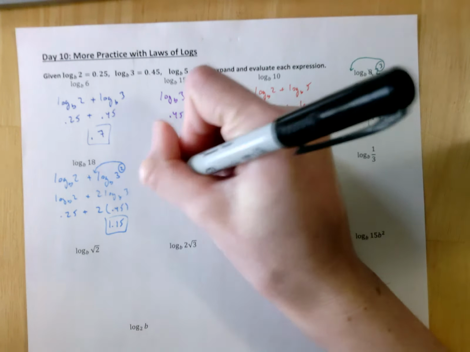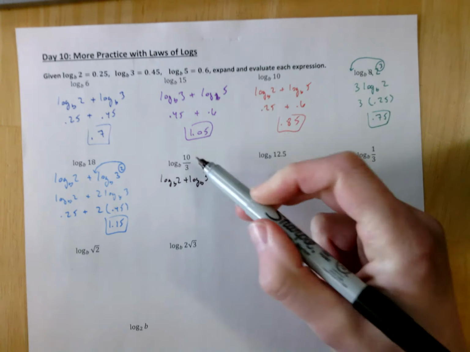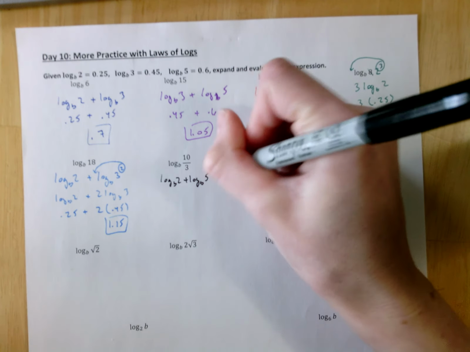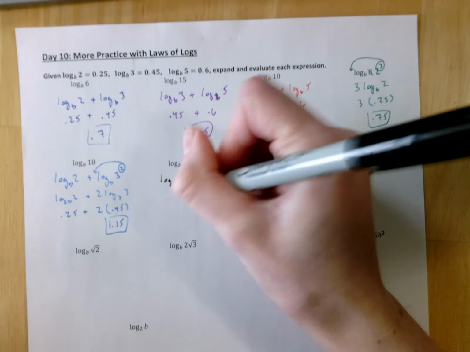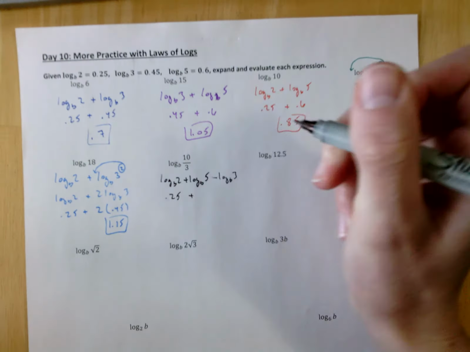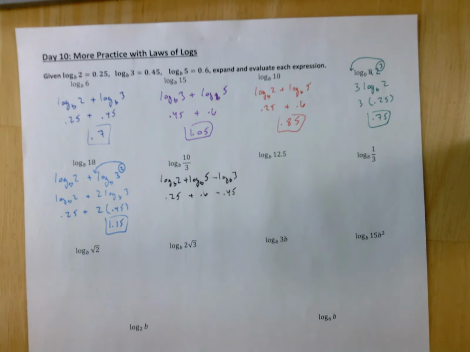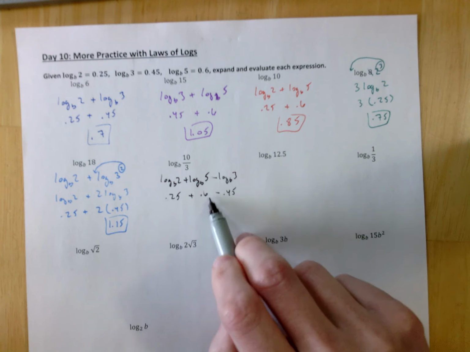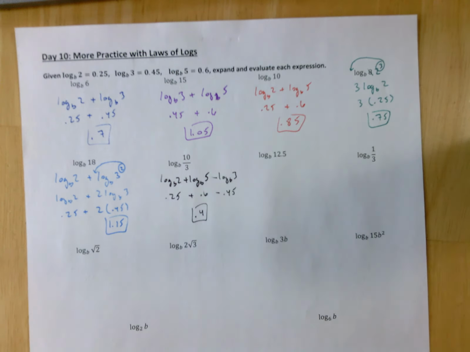So I can break this down into log base b of 2 plus log base b of 5. That's where the 10 comes from. And then since it's divided by 3, I'm doing minus log base b of 3. Okay, so that's going to be 0.25 plus 0.6 minus 0.45. So let's see, these guys, that would be negative 0.2, which combined with this guy would be 0.4. 0.4, same thing.